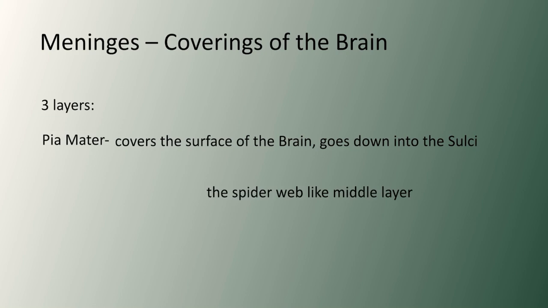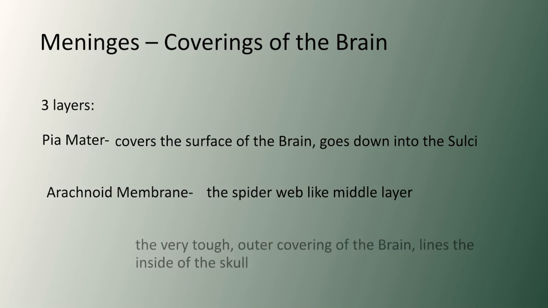A spider web-like middle layer. What do we call the spider? That's right. Arachnoid membrane. The very tough outer covering of the brain. It lines the inside of the skull. What do we call that? Right on. Dura mater.